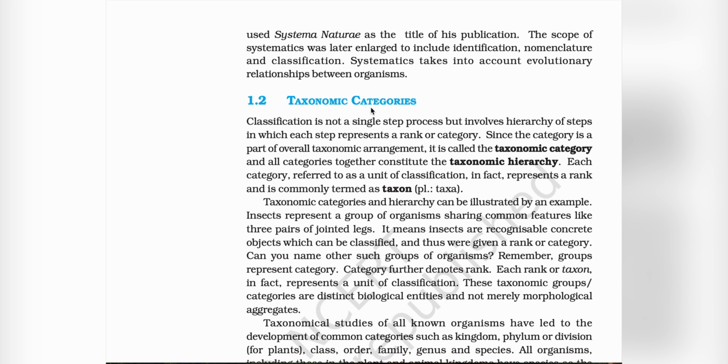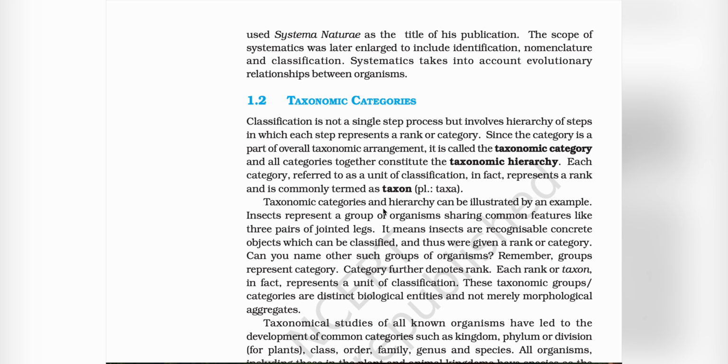Let's discuss taxonomic categories. Classification is not a single step process but involves a hierarchy of steps in which each step represents a rank or category. Since the category is a part of the overall taxonomic arrangement, it is called the taxonomic category, and all categories together constitute the taxonomic hierarchy. Each category, referred to as a unit of classification, in fact represents a rank and is commonly termed as taxon, plural taxa.